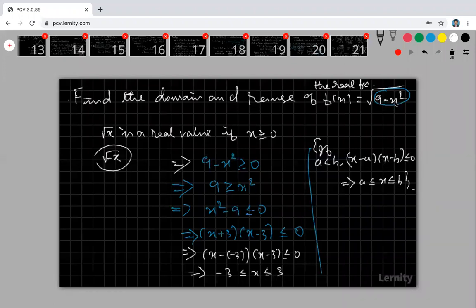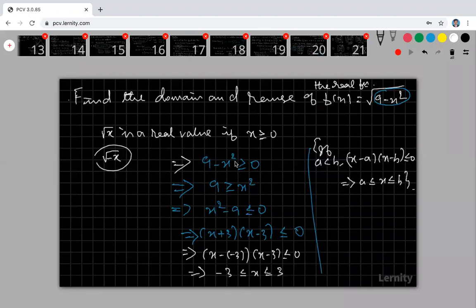When you apply 3, what happened? 3 square, 9 minus 9, 0. Root of 0 is 0. My function, that is a real value. You can apply at the maximum of 3. Similarly, at the minimum of minus 3.